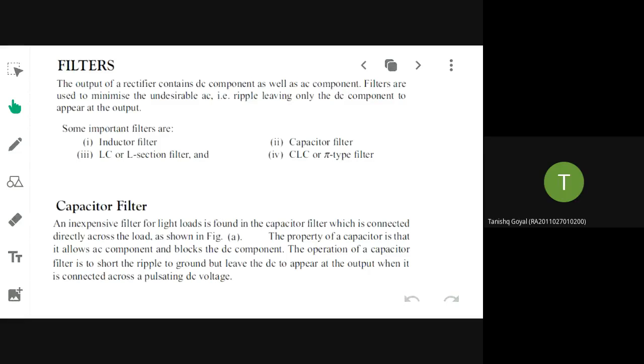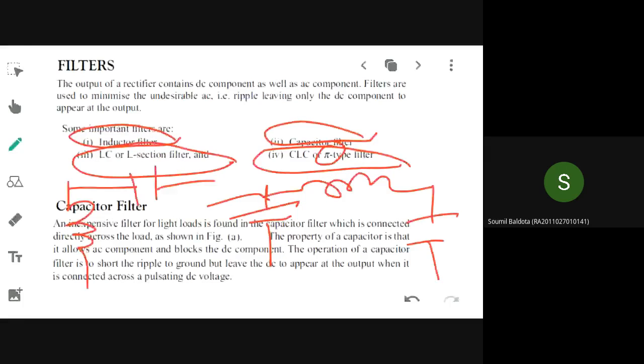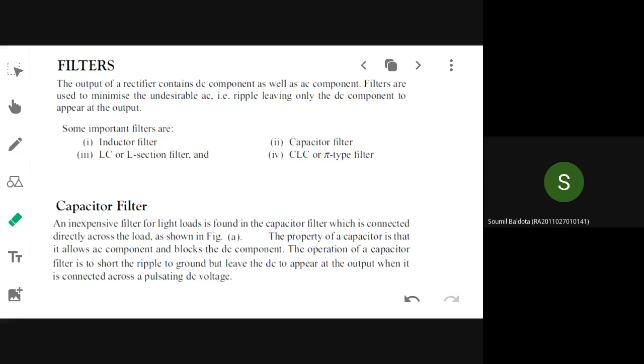The four types in the list are: an inductor filter, a capacitor filter, an inductor capacitor filter, or a capacitor inductor capacitor filter. Capacitor inductor capacitor will be present like this. So the shape is representing what Greek letter? Pi. That's why it is called a pi filter. If it is L and C, it will resemble an L shape. That is why it is called an L section filter. So the four different types of filters are: inductor filter, capacitor filter, LC filter, and CLC or pi type of filter.